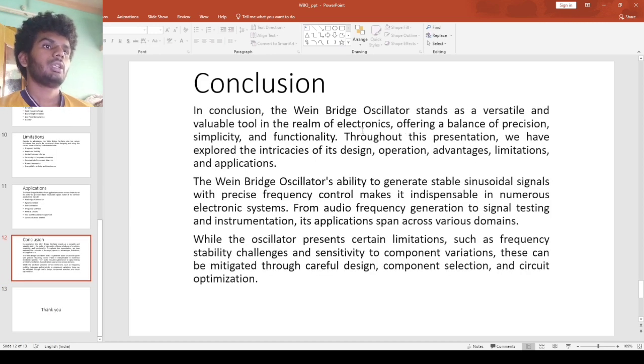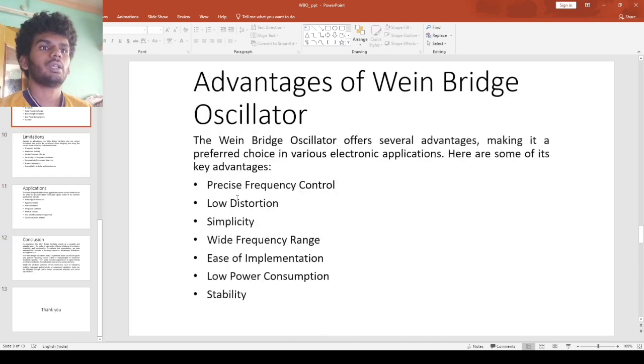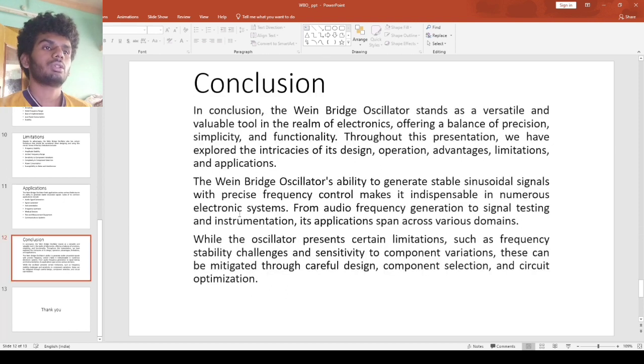So, to the end of the slide, in conclusion, the Wien bridge oscillator's ability to generate stable sinusoidal signals with precise frequency control makes it indispensable in numerous electronic systems. As we already discussed, the advantages are precise frequency control, low distortion, simplicity, wide frequency range, ease of implementation, low power consumption, and stability. These are the things we covered: advantages, limitations, applications, and the circuit. So we're going to wind up this topic.